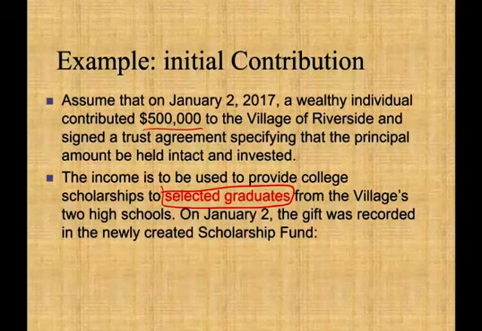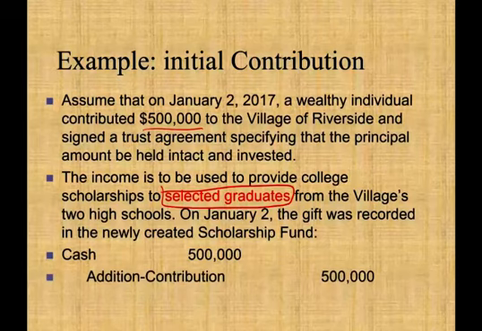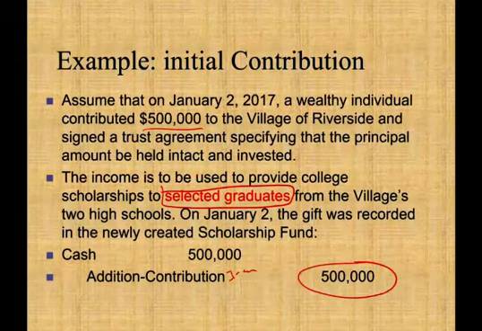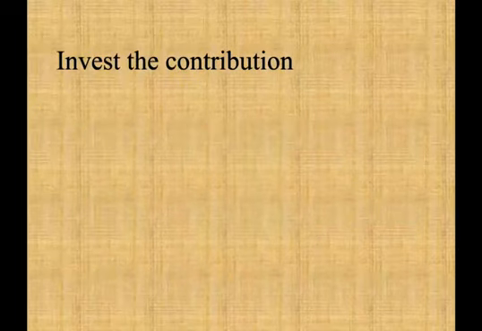So let's go ahead now and establish the fund. We're going to debit cash. We have $500,000 in that fund, and we credit addition, contribution, of $500,000. Think of this as income to the fund. Addition is basically income to the fund. Now guess what we're going to do with this $500,000 cash? Well, we don't keep it. We need to invest it. So next, we're going to invest the contribution.